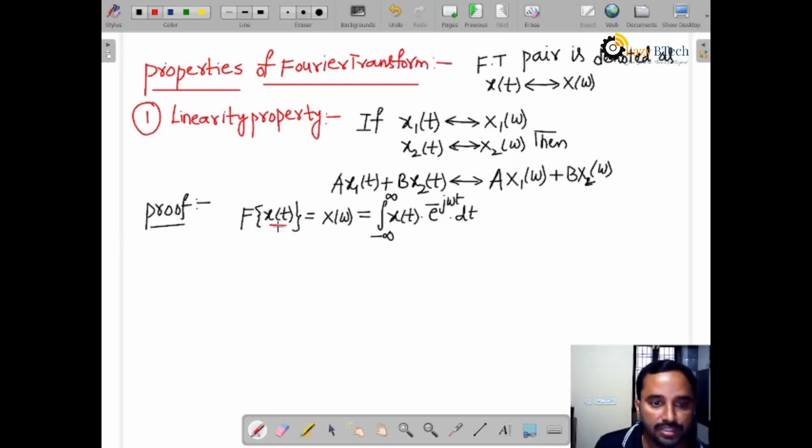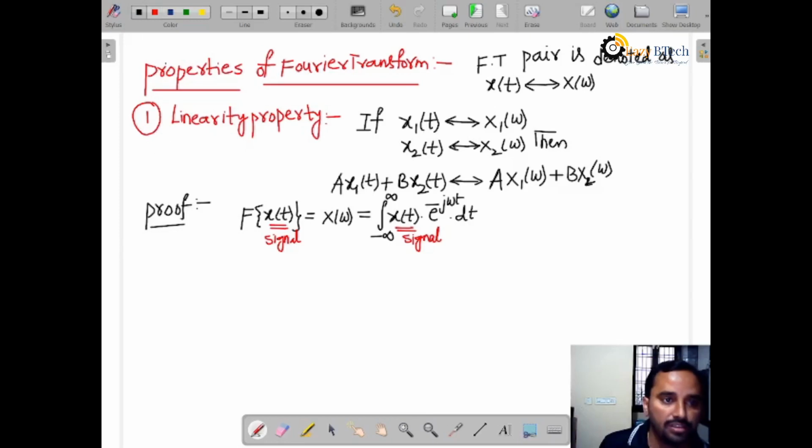Here the signal is x of t, therefore x of t appears in the integration. Suppose the Fourier transform of y of t: the integral from minus infinity to plus infinity of y of t into e to the power minus j omega t. Whatever the signal we have, x of t or y of t or x1 plus x2, that is taken here in the integral. That is the point here.